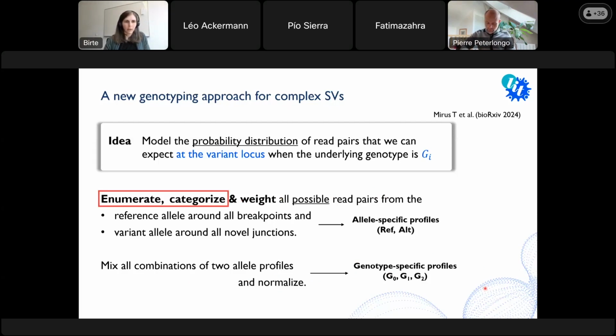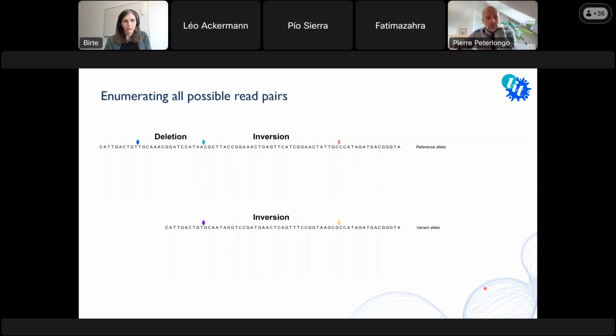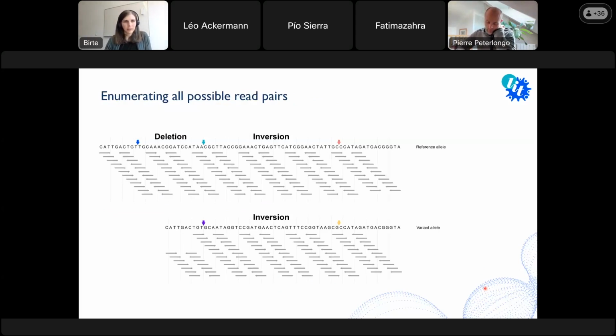So let's have a look at how we enumerate and categorize read pairs. Let's look at this example variant again, and we will enumerate read pairs both for the variant allele and for the reference allele. And I'm listing here just all read pairs with reads of length 3 and an insert size of 8. But we would actually repeat this for all possible insert sizes. So for all positions and all possible insert sizes, we enumerate read pairs from the variant allele and the reference allele. And then we can categorize those read pairs.